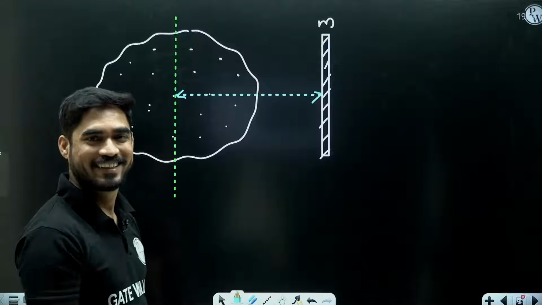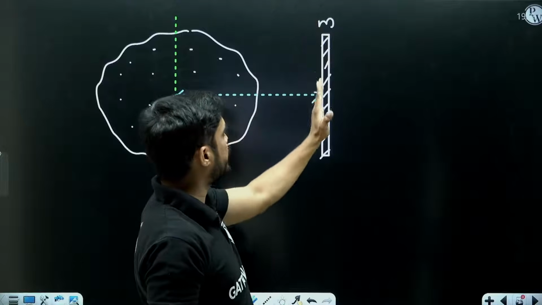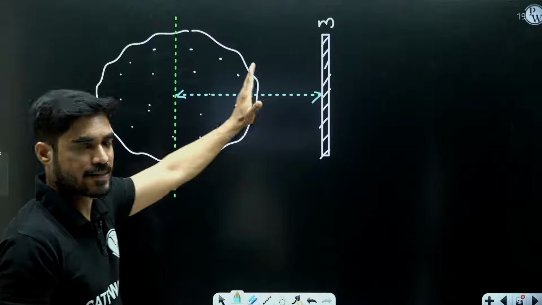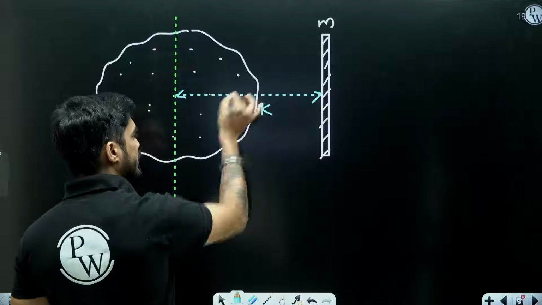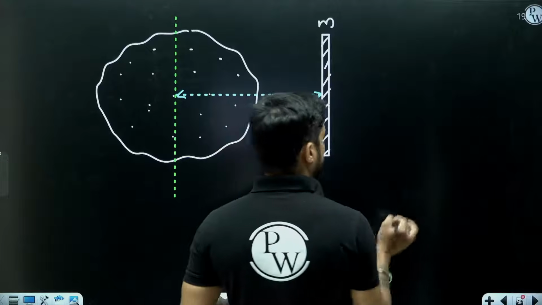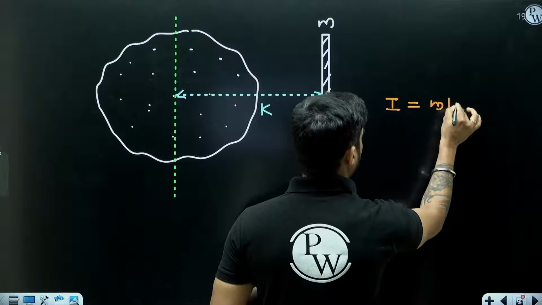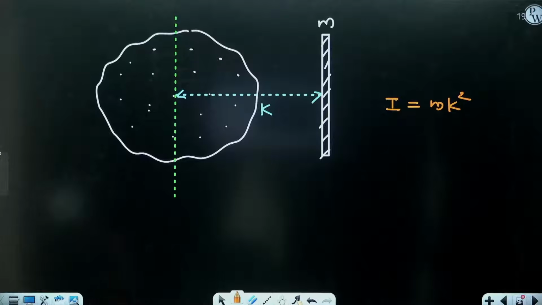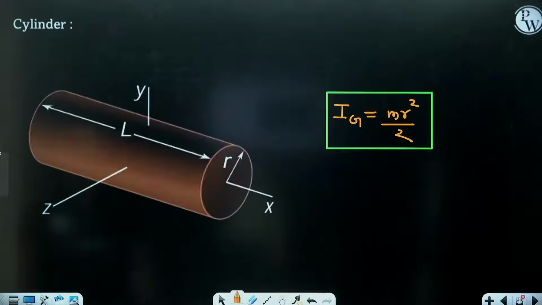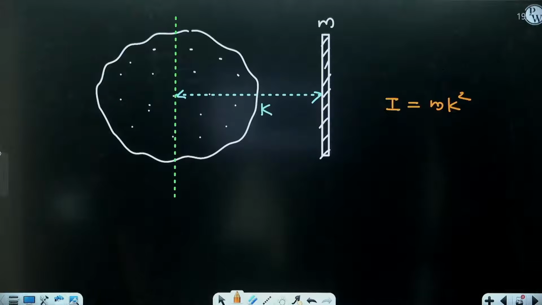I'm really sorry. So I can assume that all these particles are at the same distance from this axis. Let's say that distance is k. So this k is known as radius of gyration, and if you have radius of gyration, then I will be equal to mk square. Why am I telling you this? Because in some questions they give you the radius of gyration. In that case you will not apply all these formulas. In that case your I will be mk square, mass into distance square.